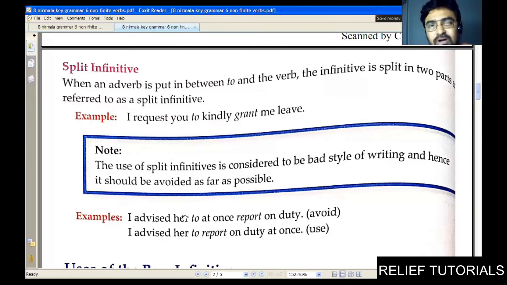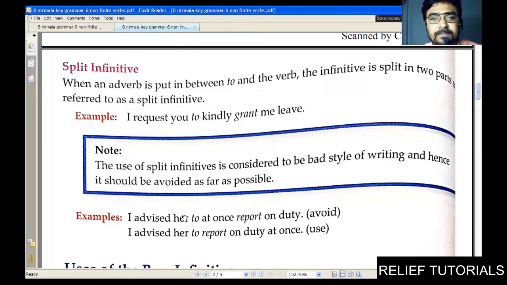Suppose I have come. I have come for what purpose? To meet you. To meet shows the purpose of coming. So I have come, have come is the finite verb. To meet is the infinitive showing the purpose of the main verb. That is not mentioned over there.